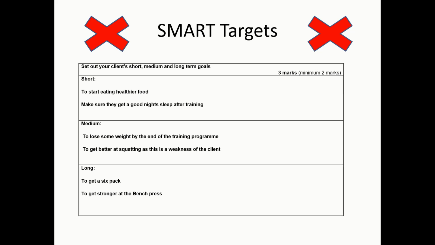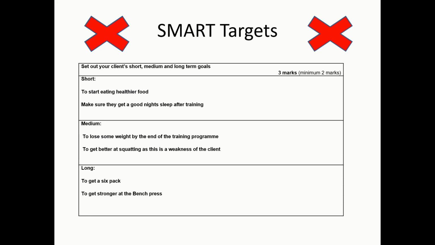If we look at the short goal here, we've got to start eating healthier food. You can see quite clearly there that doesn't specifically say what that actually means. What is healthier food? Again, the general definition of healthy can be interpreted in many different ways. So again, we can't essentially measure whether or not this food is healthy or not. How much food are we going to eat? For how long are we going to do this? Is there an end point? You can see that this target here is quite clearly not SMART.